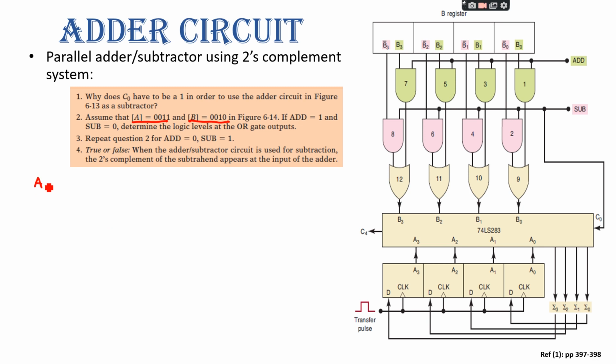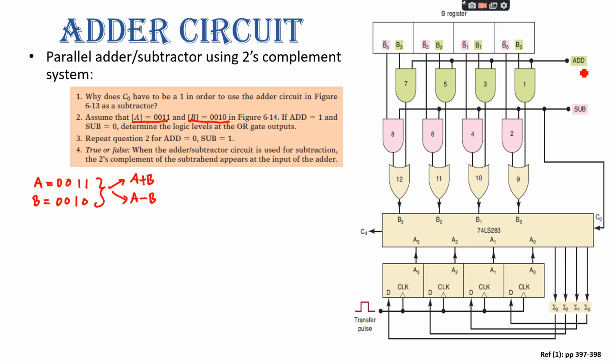Your given two numbers are A equals 0011 and B is 0010. So we need to perform both addition and subtraction. How can we do that?